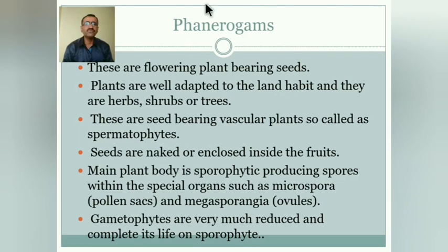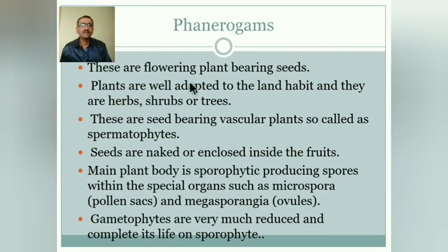Next group is the Phanerogams. As we know, the most evolved group on the earth is known as the phanerogamic plant, that means the flowering plant. There are about 3,50,000 flowering species recorded on the earth. Many of them are not recorded till date, but the number is 3,50,000 species of phanerogamic plants present on the earth. These are the flowering plants bearing the seeds.